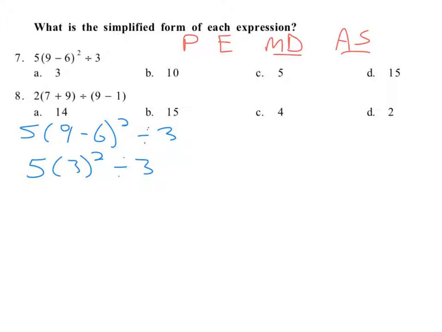So what is 3 to the second power? 3 to the second power is 9. 5 parentheses 9, that's what it's simplified to, divided by 3.